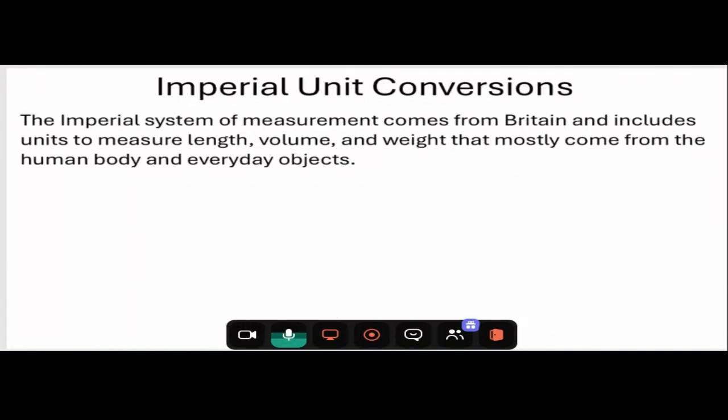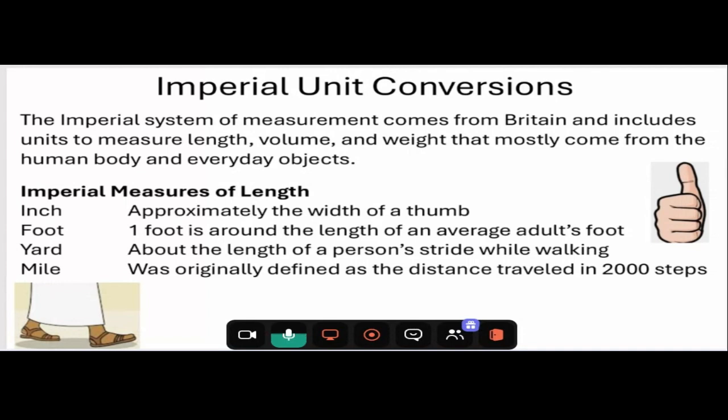Okay, so the imperial system of measurement comes from Britain originally. It includes units to measure length, volume, and weight, and they mostly come from everyday objects and the human body. So this developed over centuries and centuries and centuries. So imperial ways to measure length. An inch, you know what an inch is, probably most of you. Well, actually, the inch came from being roughly the width of your thumb.